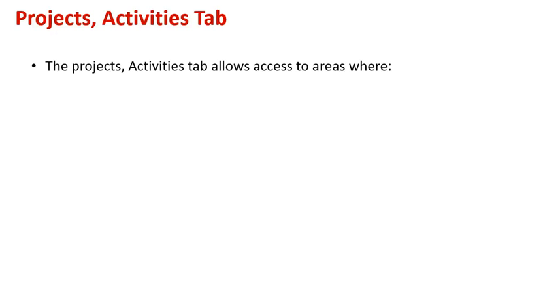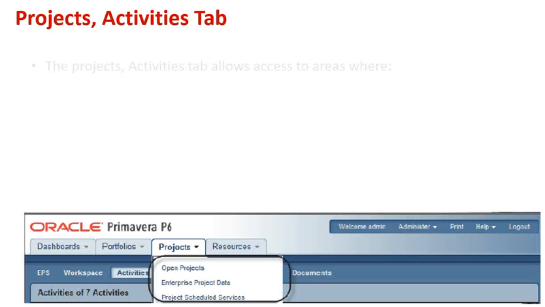Now let us see what the project's activities tab does. The project's activities tab allows us to access areas like projects, enterprise project data, and project scheduled services. For example, under projects, you can click activities here. So you can open projects, enterprise project data, and project scheduled services.